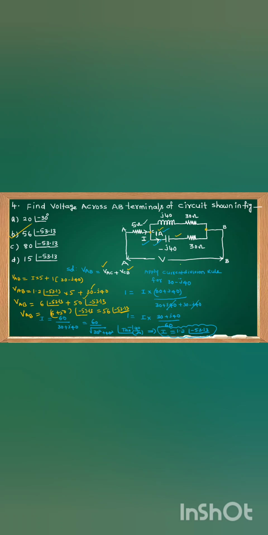Clear, students? Any doubt? It's very simple. I have to calculate VAB. I'm writing VAB equal to VAC plus VCB. To find VAC, I have to know the current. Using this data, I calculate the current. Then you have to find the VCB. To find the VCB, first I have to know this current. I apply the current division rule and calculate the I value. Then these two drops are equal to V. That is 56 at angle of minus 53.